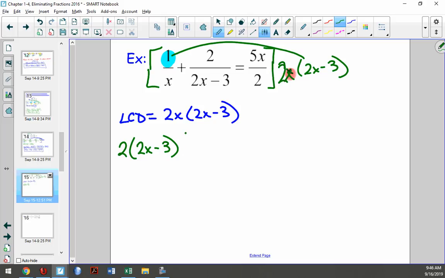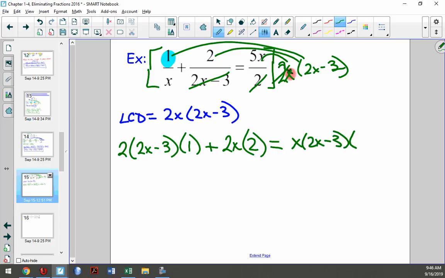Okay? Go to the second one. This time what cancels out is the 2x minus 3. So these go away, and you're going to be left with the 2x times that numerator again, which is 2. And that's going to equal... Go to the last one. This time, this 2 and this 2 cancel out, so you're going to have an x times a 2x minus 3 times a 5x.